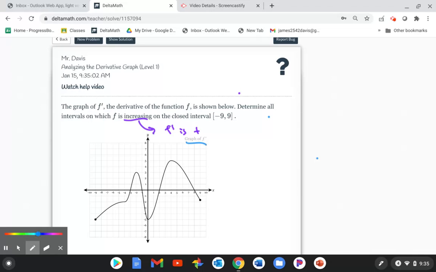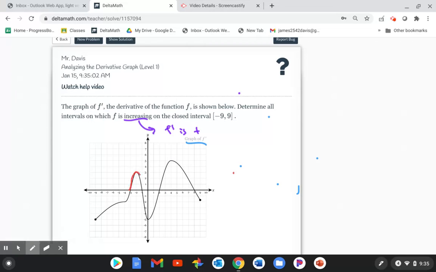Again, this is the graph of the derivative. Don't fall into the habit of thinking, oh, it's increasing all the way from here to here, and it's increasing from here to here. That would be very wrong, right? That's the temptation, but don't do that. So increasing would just be any places where it's above the x-axis.